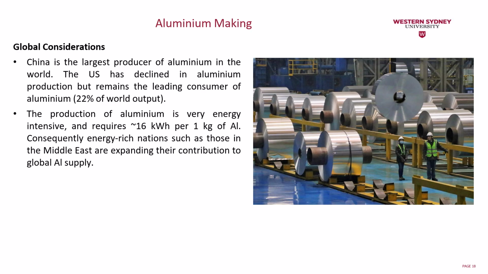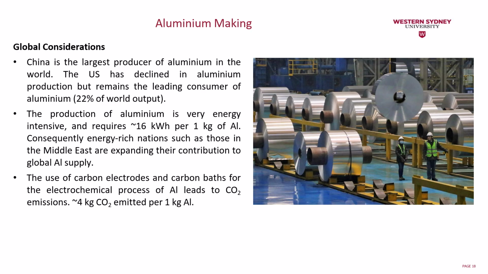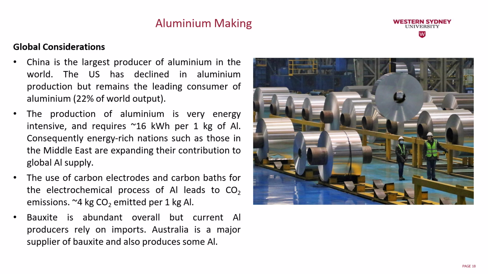Consequently, energy-rich nations such as those in the Middle East, like Saudi Arabia, are expanding their contribution to the global aluminium supply. The use of carbon electrodes and carbon baths for the electrochemical processes of aluminium will lead to CO2 emissions, something like 4 kilograms of CO2 emitted for every 1 kilogram of aluminium produced. Finally, bauxite is abundant overall, but current aluminium producers rely only on imports.